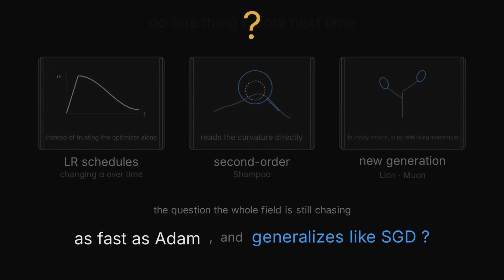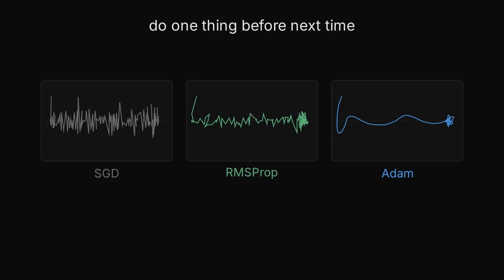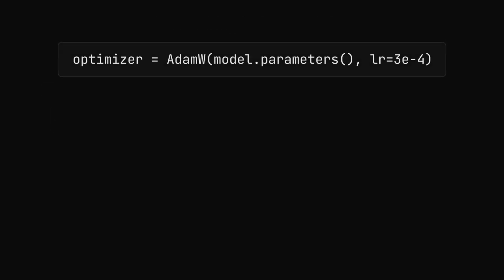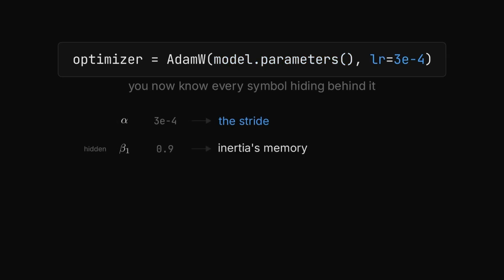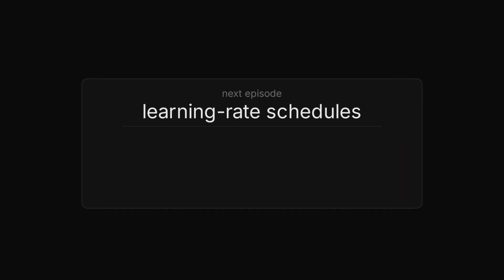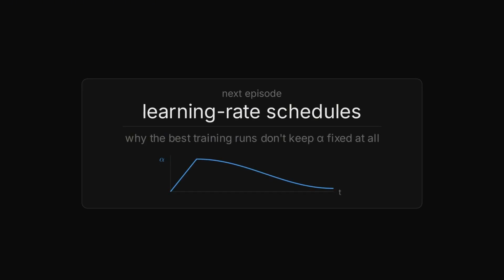Do one thing before next time. Run the same tiny network with SGD, RMSProp, and Adam on a 2D ravine and watch the three trajectories. Then look back at the line we opened with. Optimizer equals AdamW, with the model's parameters and a learning rate of 3e-4. You now know every symbol hiding behind it. Next episode, learning rate schedules. Why the best training runs don't keep alpha fixed at all.